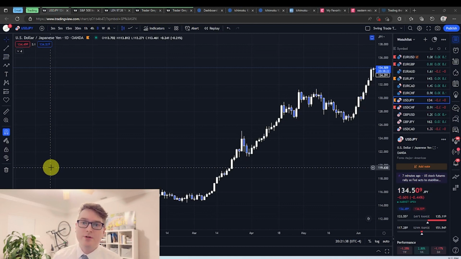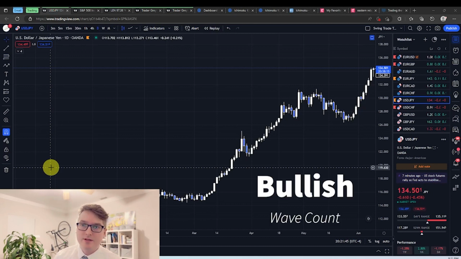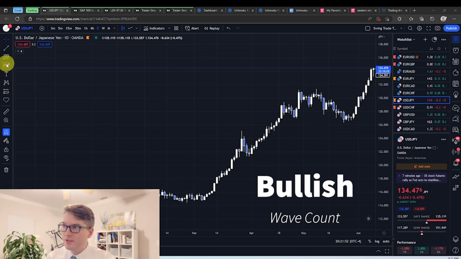Okay guys, now I'm going to show you how to identify I waves, V waves, and N waves in both a bullish market and a bearish market. And so we're going to start here on this chart. It's US dollar and Japanese yen on the daily chart. And I'm just going to start drawing in these lines for you.